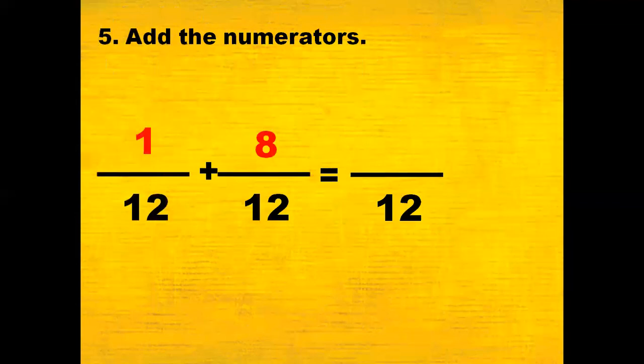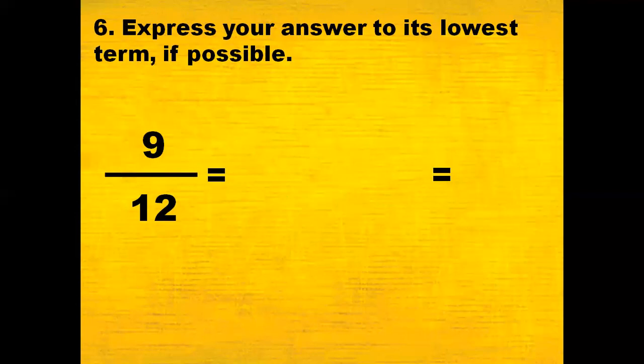So add the numerators, 1/12 plus 8/12. The numerators are 1 and 8. So 1 plus 8, the answer is 9. So our fraction now is 9/12. Express your answer in its lowest term, if possible.